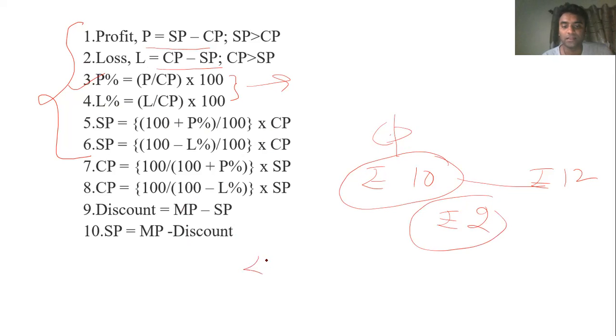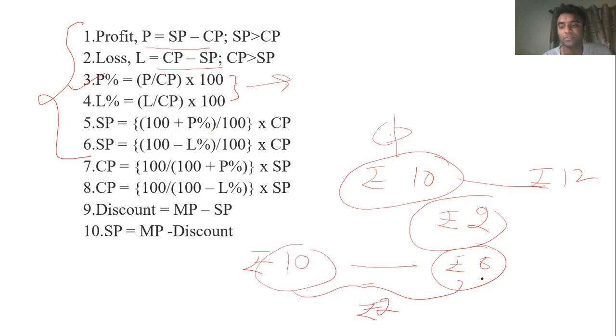Now consider another example. Suppose I have purchased a pen for rupees 10 and I am selling that pen at rupees 8. So I am incurring a loss of 2 rupees, because if you subtract the cost price from the selling price, it will come out to be negative, minus 2. So I am incurring a loss.